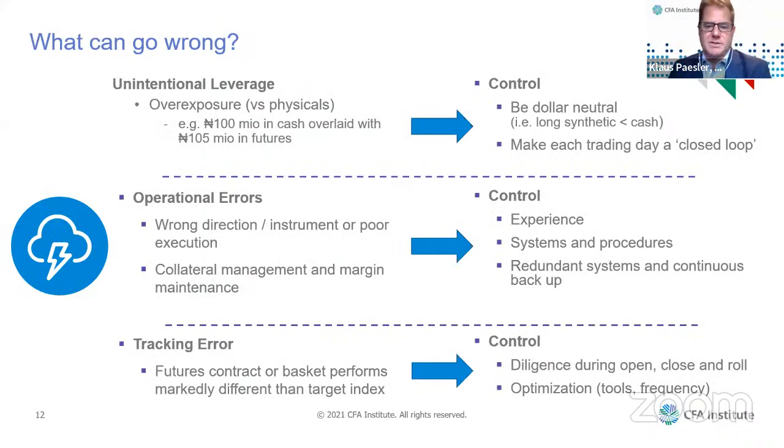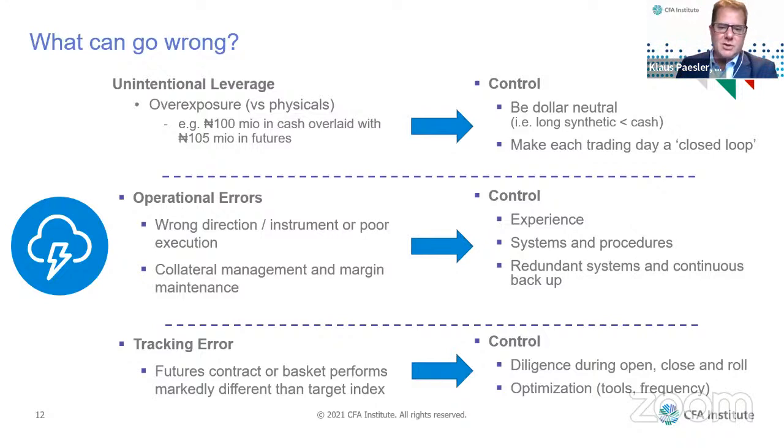So very specifically, what are some of the things that can go wrong? Unintentional leverage. So if you have the 100 million cash and you're overlaid with 105 million in futures based on the way the market moved against you, you're actually leveraged in this case by 5 million. That can be a problem. So you have to go each trading day and make sure the cash you have backing your position, cash or other physicals, is equal to the amount of market exposure you have. In essence, be dollar neutral. And that's something in proper portfolio management that can be monitored on a daily basis.